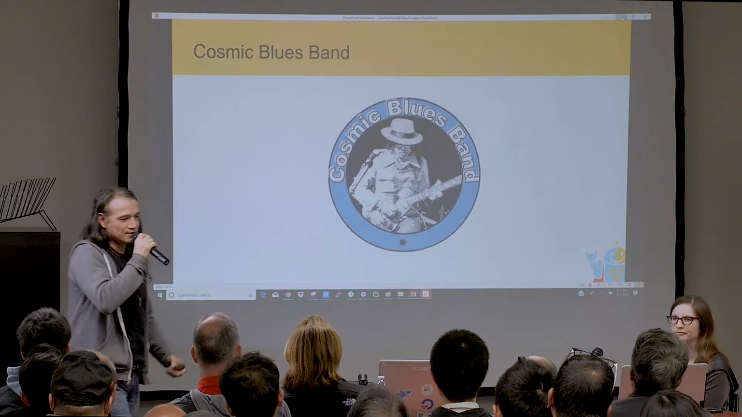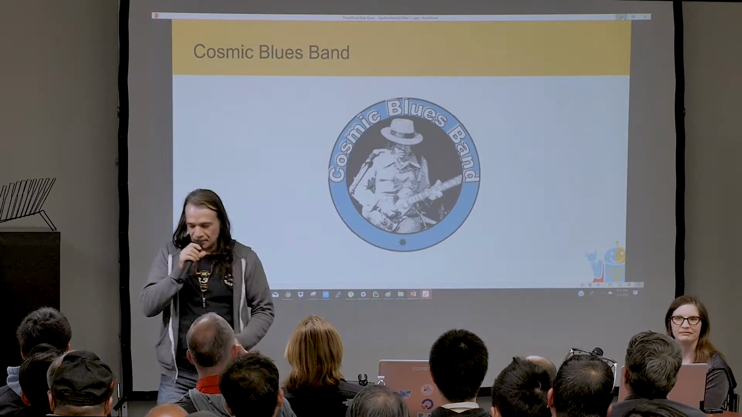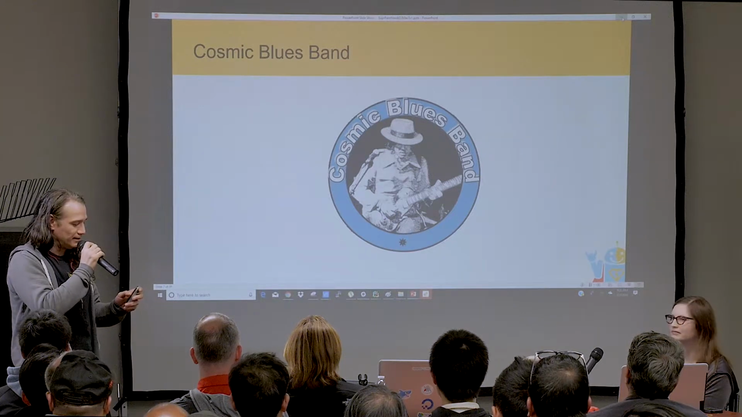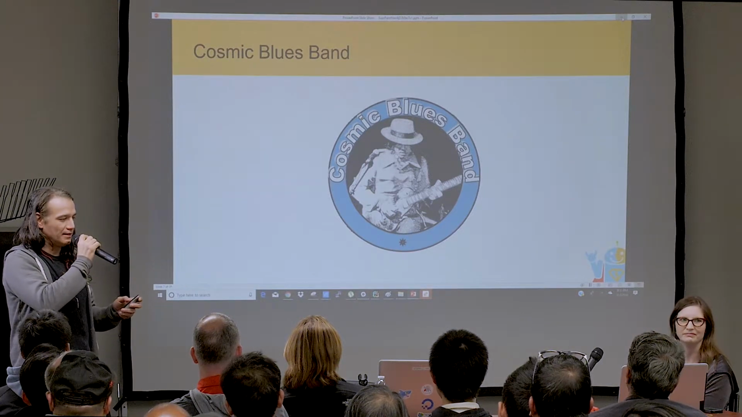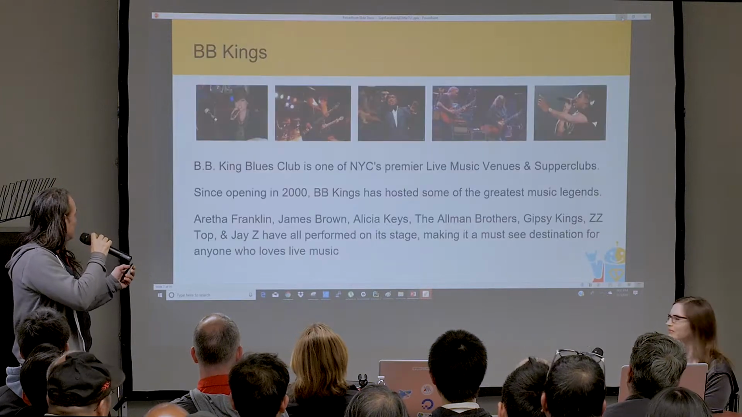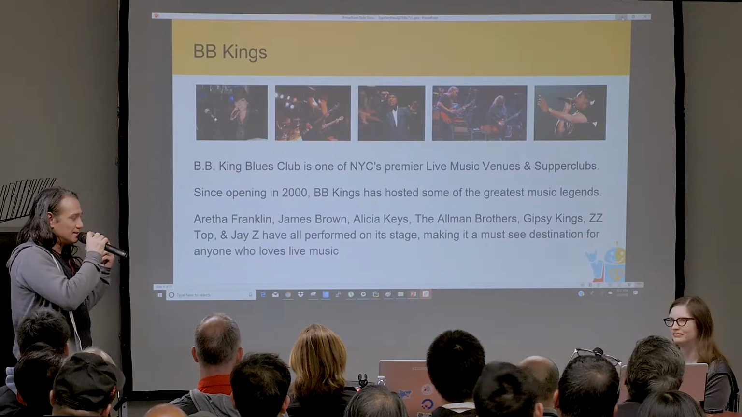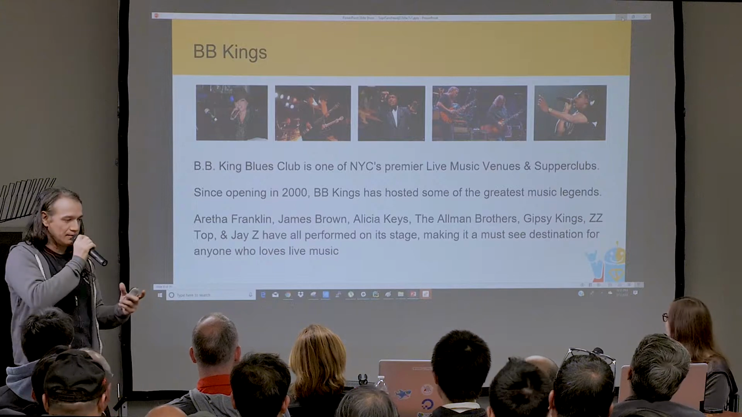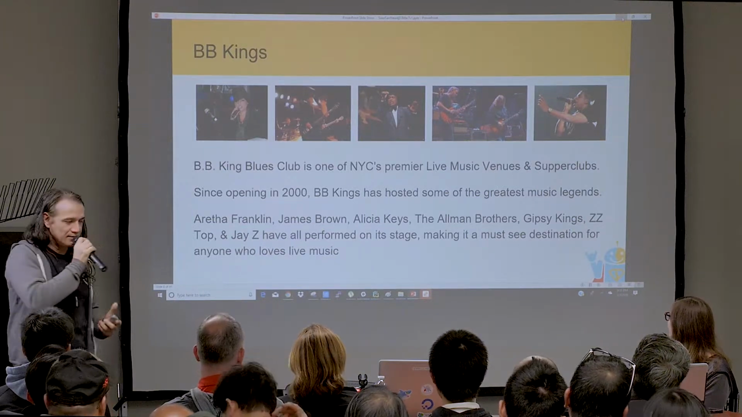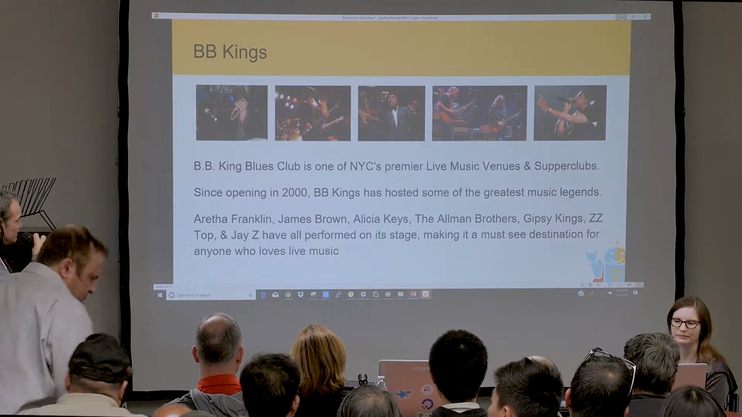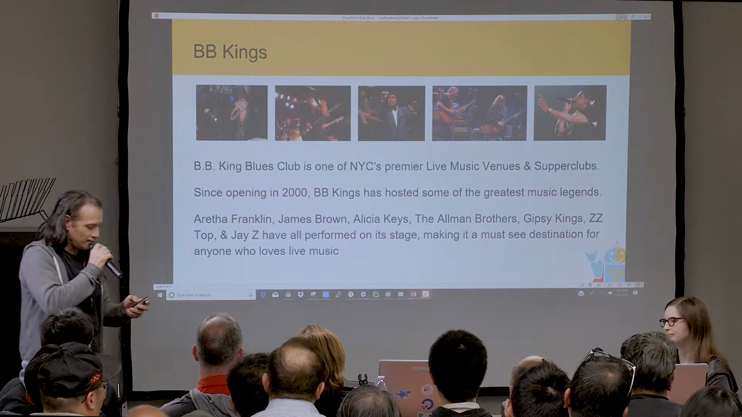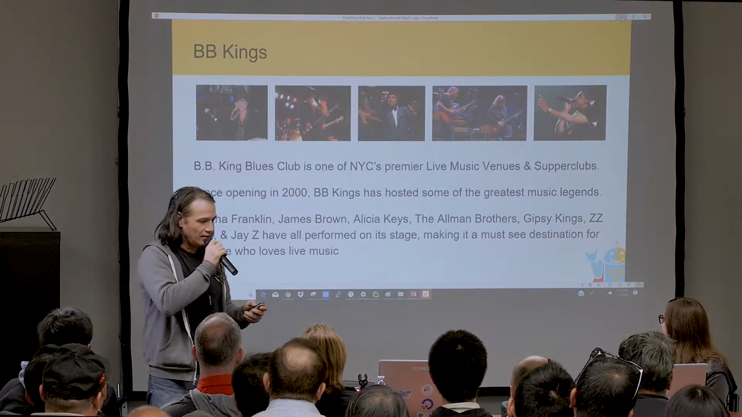All right, so how did I get started? I got started by doing a residency at B.B. King's. I'm actually the band leader of the Cosmic Blues Band. We're a band out of New York City, and we do blues music. B.B. King's is in Times Square. There are a few other locations, but this is actually a super club. Acts like Aretha Franklin, James Brown, Alicia Keys, Allman Brothers, ZZ Top. The list goes on in terms of folks who've performed there.